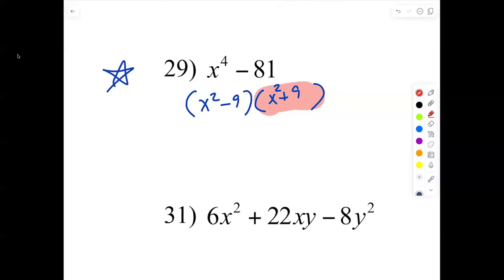All right, now you've got to pay attention. It's a new problem. So x squared minus 9 can factor. With that, we're going to say that becomes x plus 3, x minus 3, x squared plus 9. Come on, look carefully. Anybody have an issue? Come on.